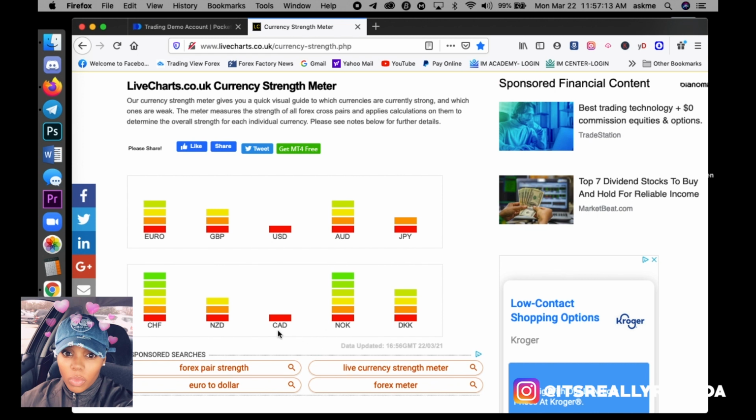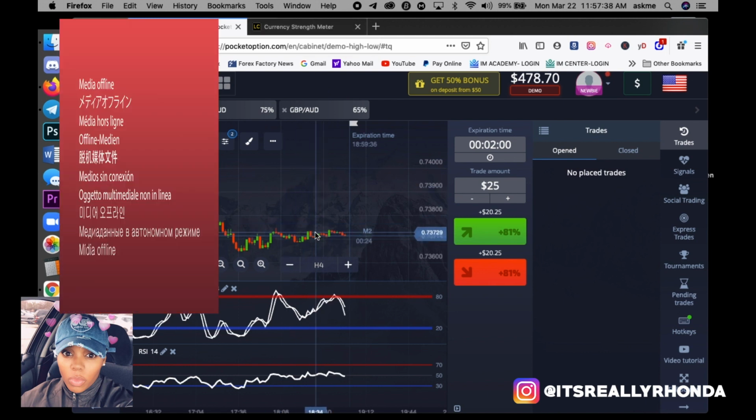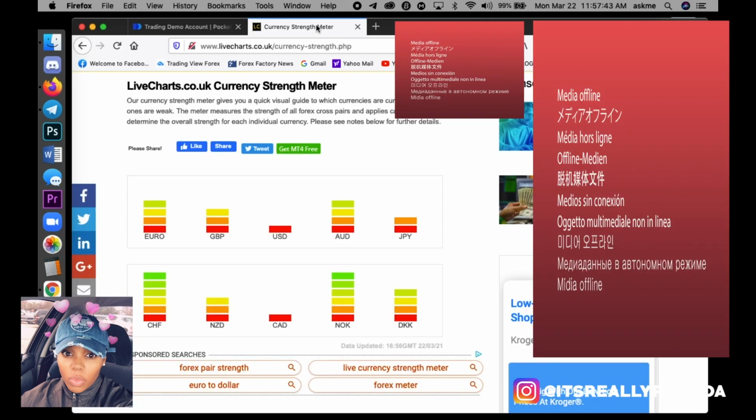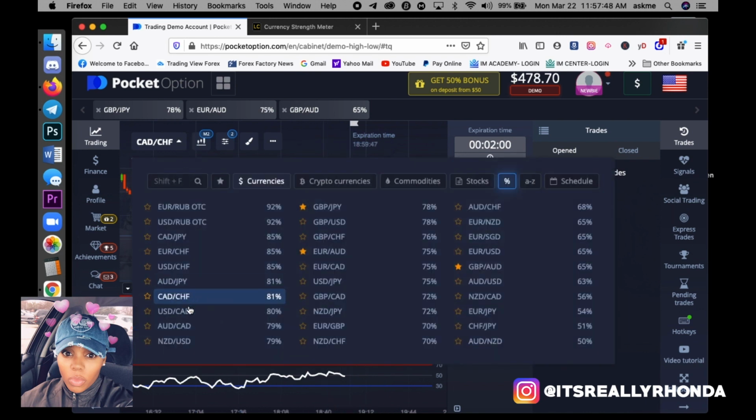CAD CHF. The CAD is 1. The CHF is 1, 2, 3, 4, 5, 6. So the CHF is stronger. The CAD is weaker. The CHF is stronger. So if you come over here, the CHF is stronger, so this should be selling, right? Because that's the second pair. This should be going to the downside. So that way, you know kind of what we're doing, okay? Now you got the CAD. That's the weaker pair. So we want to make sure we know what's going on with those things, all right? So we're going to be using those together. If that doesn't look like a good setup, we're just going to click through here.